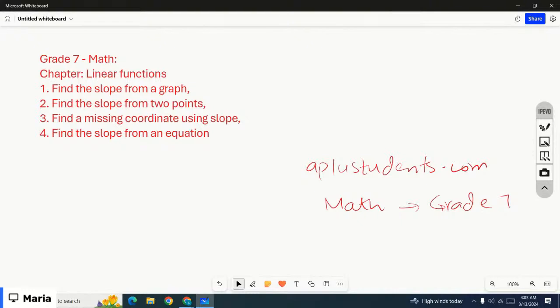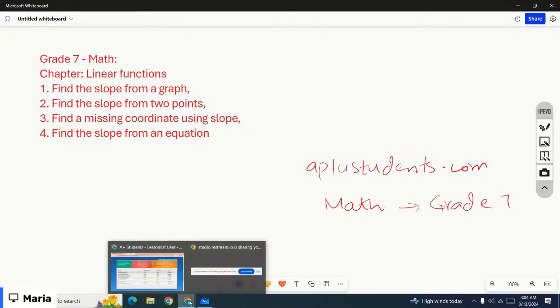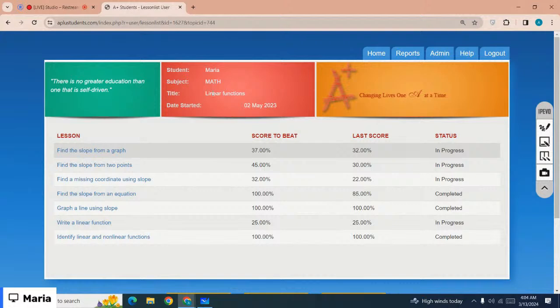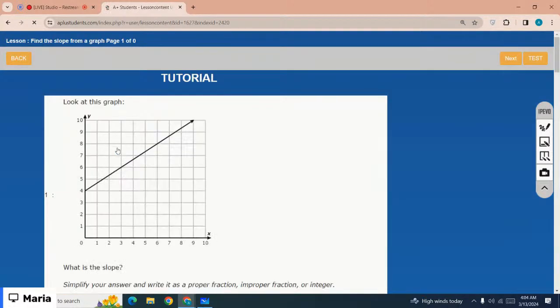We're going to start with the chapter linear functions, and the lessons we're going to cover from the chapter are find the slope from a graph, find the slope from 2 points, find a missing coordinate using slope, and find the slope from an equation. So please make sure you have your notebook and pencil so that you can note down the important examples and definitions as well. Here I am on the chapter linear functions. Let's just start with the first lesson, that is find the slope from a graph.